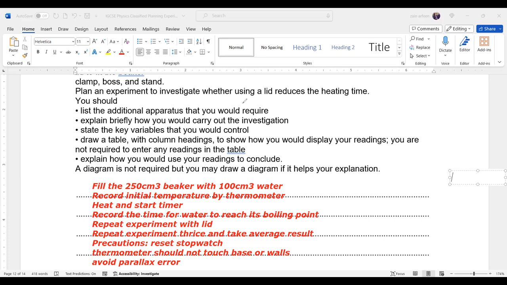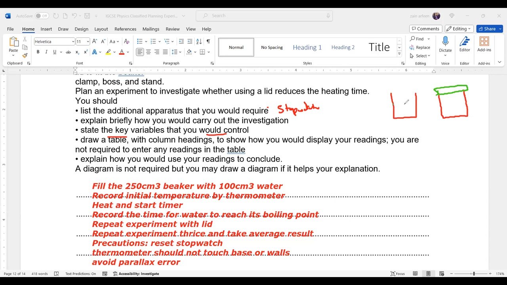So list an additional apparatus we need, because we are investigating how much time the water will take to reach its boiling point. So the apparatus, it was a stopwatch. Heat source is also correct, but mainly it's a stopwatch. And then we did state the key variable that you would control. Like we are doing an experiment, we are finding how much time the water will take to reach its boiling point and how it is affected by the lid. That is what we are investigating.